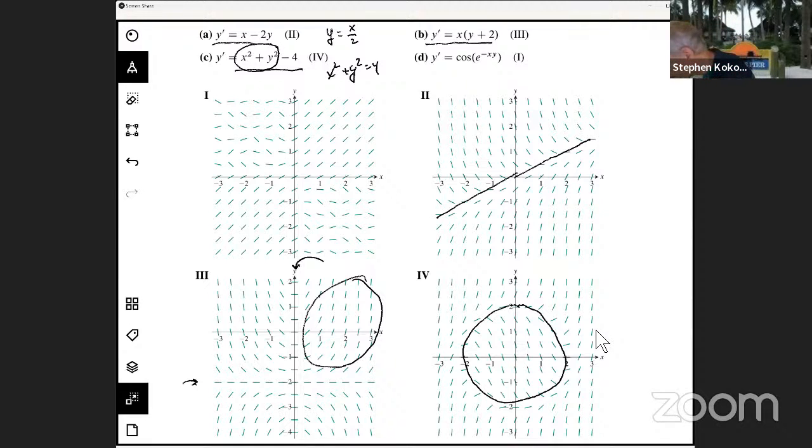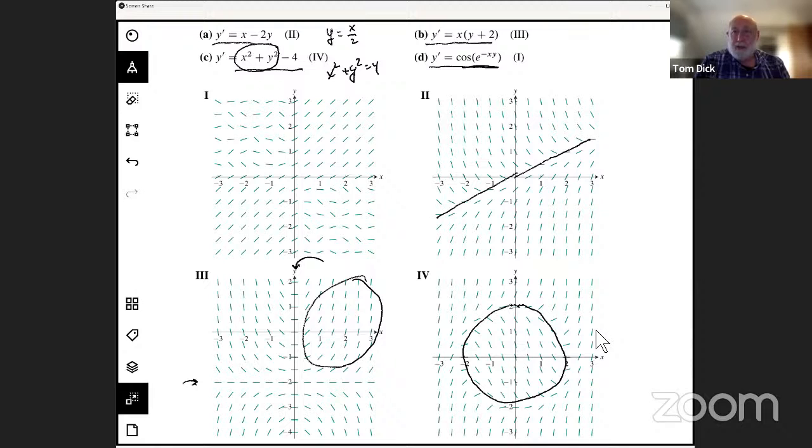Finally. This is kind of do this one, Steve. I think I can do this one. What's that? I think I can do this one. You can match this one.